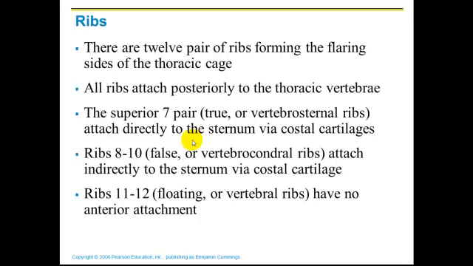So the first 7 pairs are called the true or vertebrosternal ribs because they attach both at the vertebral column and at the sternum. Ribs 8, 9, and 10 are called the false ribs or the vertebrochondral ribs. These attach at the vertebral column, and then they attach to the sternum, but through an interface. They all connect first to cartilage, and then that cartilage connects. And then the last 2, 11 and 12, are the floating or just the vertebral ribs, because they only attach to the vertebra.